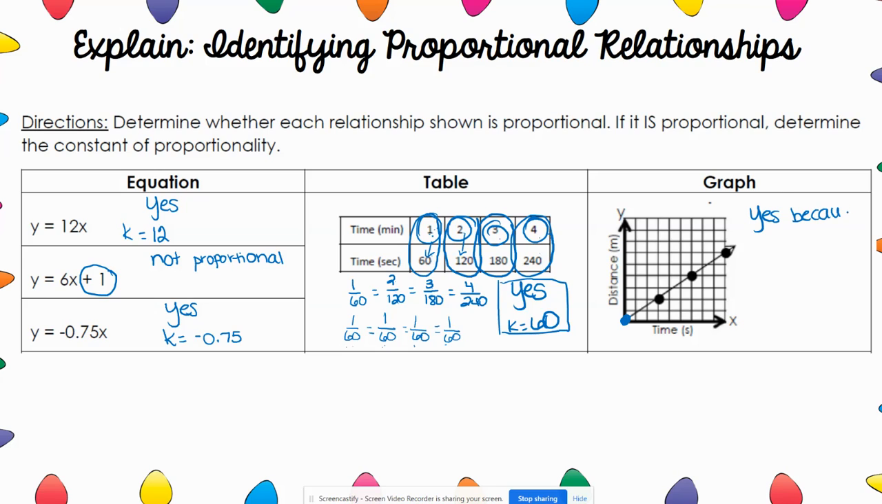And I'm going to say because it's a straight line, and I'm going to say it is a straight line that passes through the origin.